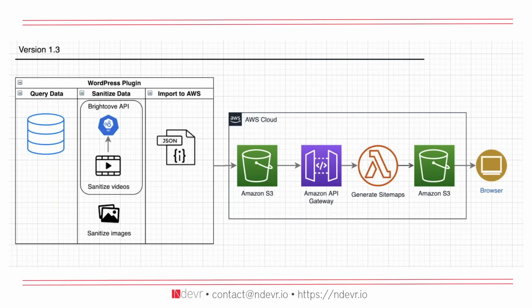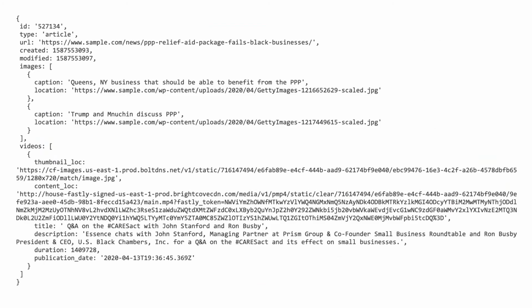So on the WordPress side, before we export the data to the S3 bucket, we'll do the querying part and then the sanitization part, including the video and images. For images, we're pretty much going through the contents with regex and pulling out the necessary information for the embedded images. Then we put it in the S3 bucket, and we use that cleaned up exported file to start the sitemap generation. So the data structure looked like this on that version.